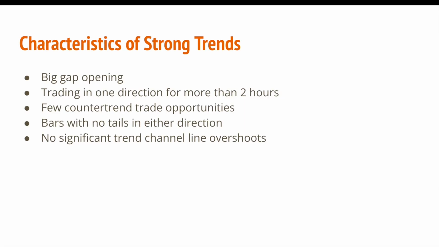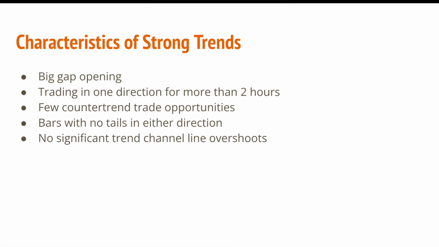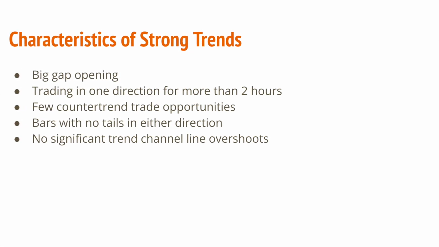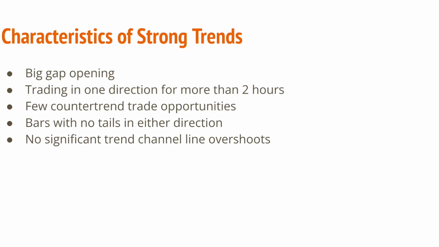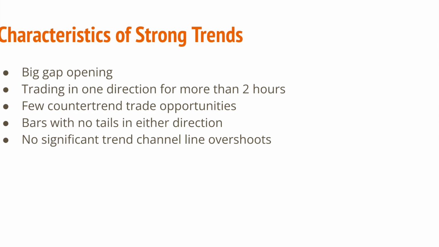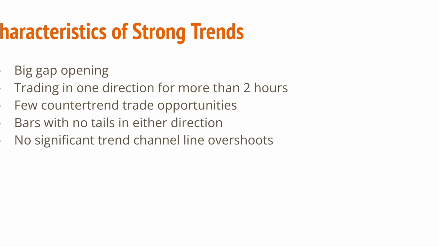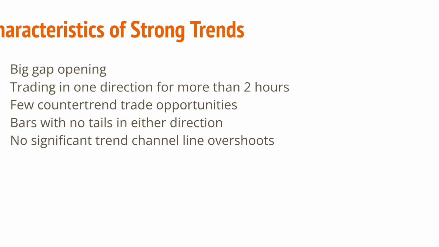So what are characteristics of strong trends? Strong trends typically have big gap openings, trading in one direction for more than 2 hours, and few counter trend trade opportunities. Also, bars with no tails in either direction show you a strong trend or a strong bar, and no significant trend channel line overshoots. We talked about trend channels. If you stay within that channel, then you know that the trend is probably strong.